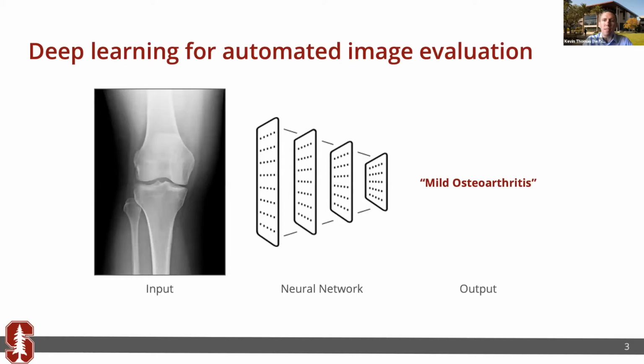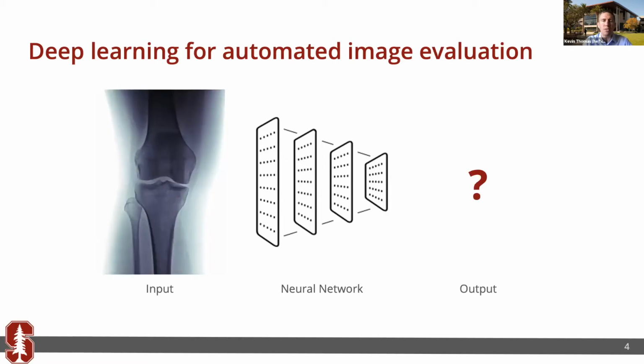Now, in order to relieve this bottleneck, it'd be ideal to automate the assessment of OA severity from these images, and deep learning might be the key. Deep learning is a computational technique used to create neural networks, which are pieces of software. And these neural network models provide a mapping from an input to an output by learning from example data. So you give a deep learning model an input, and it gives you back an output. For example, we might want a model to learn how to take in X-rays as input and produce an assessment of OA severity as output by showing it example images that are previously labeled with OA severity by a radiologist.